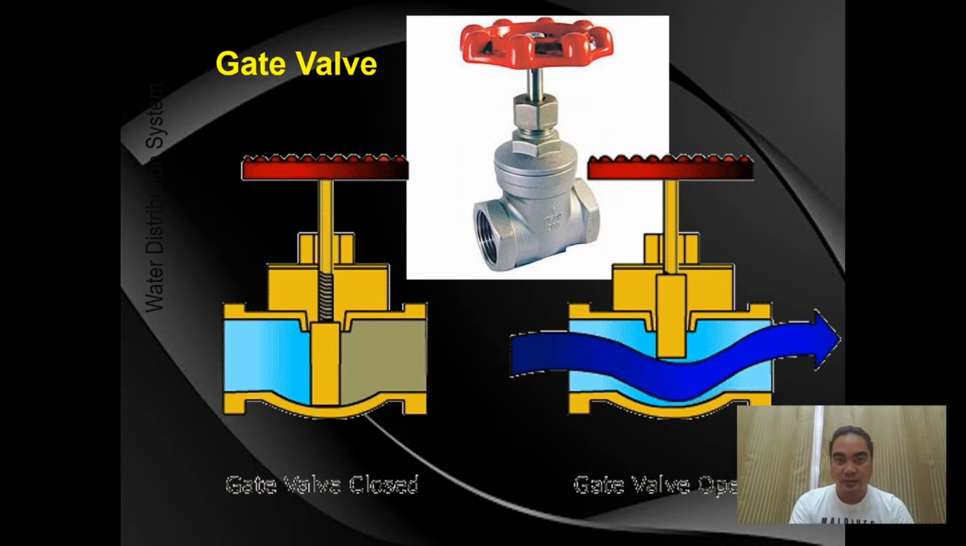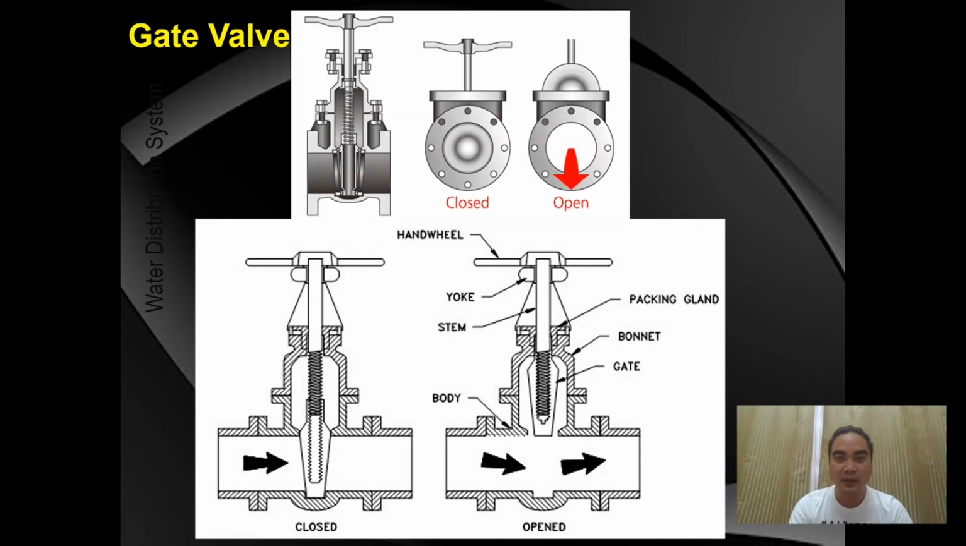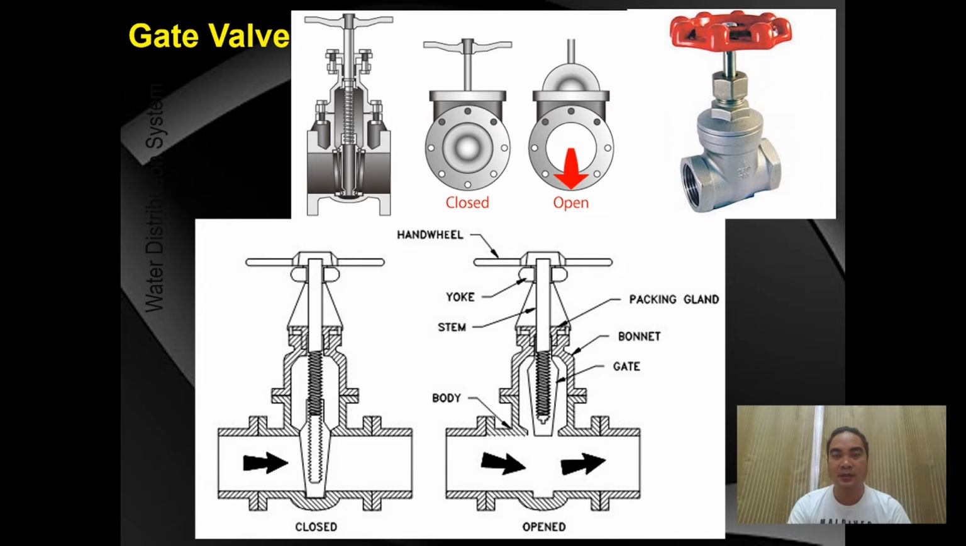Yeah. Yan yung actual picture niya. May mga sizes yan. It depends dun sa size ng pipes mo. Gate valve. So here, andito yung hand wheel, may yoke, stem, packing gland, bonnet, gate, body. Yeah. Ito yung image niya pag close. Ito yung image niya pag open yung valve natin. Yan yung valve natin.